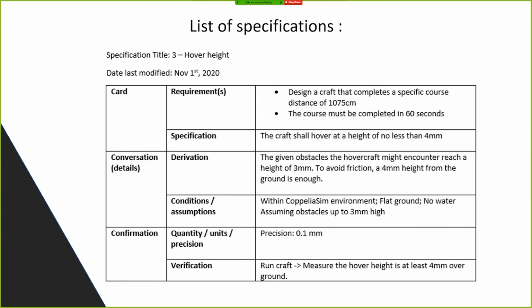Third on the list, we have the hover height. For this specification, the craft shall hover at a height of no less than 4 millimeters, as we might encounter obstacles that reach a height of 3 millimeters. So 4 millimeters is just enough for the hovercraft to hover without any friction with the obstacles. This is with a precision of 0.1 millimeters, and for verification, we will measure that the hover height is at least 4 millimeters over the ground.